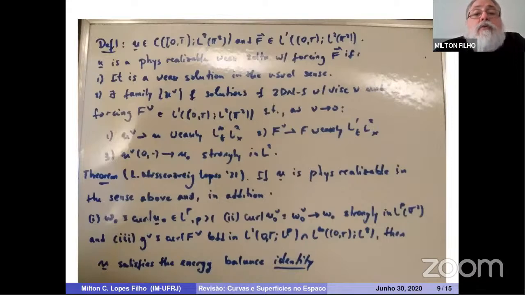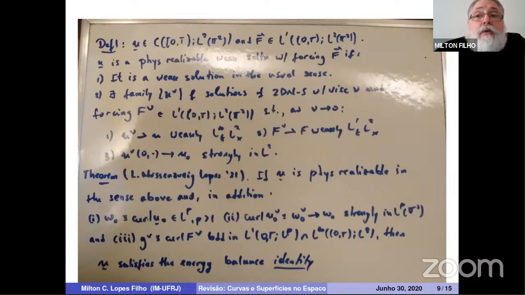So adjust the definition of physically realizable with forcing. I'm going to say that u in L infinity L2 and F in L1 L2 give rise to a physically realizable solution with forcing if, one, it's a weak solution. Two, the family of viscous approximations u nu, with forcing F nu in L1 L2, is such that as nu goes to 0, u nu converges to u weakly in L infinity L2, F nu converges to F weakly in L1 L2, and u nu 0, the initial data, converges strongly in L2. So this is what I mean by physically realizable. Just add this condition that the forcing is controlled weakly in L1 L2.